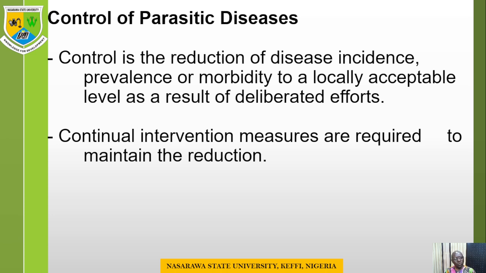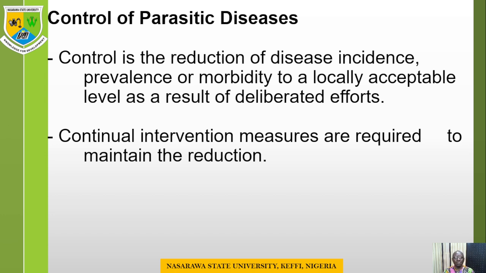How do we control the infection of ascariasis, which is common among children, that is the roundworms, because it is gotten from sand, it is gotten from food and water contaminated with the eggs of Ascaris? How do we prevent them? Now this is the process we are discussing right away. Control, in essence, is the reduction of disease incidence, prevalence or morbidity to a locally acceptable level as a result of deliberated efforts.